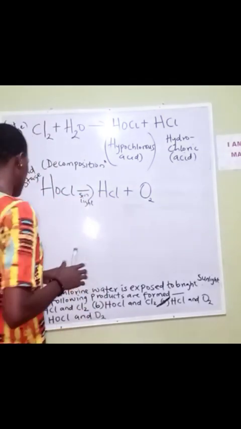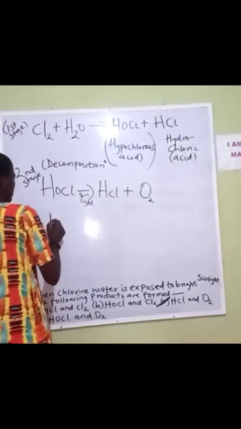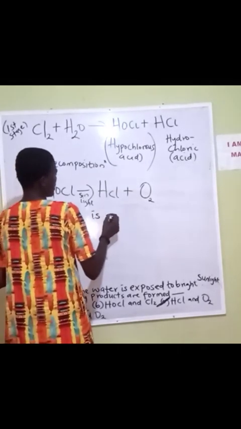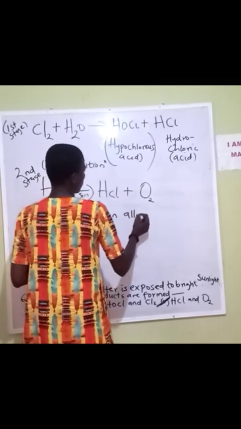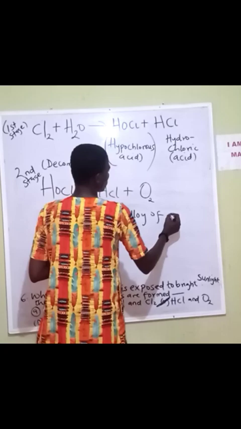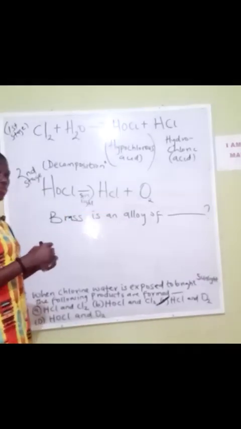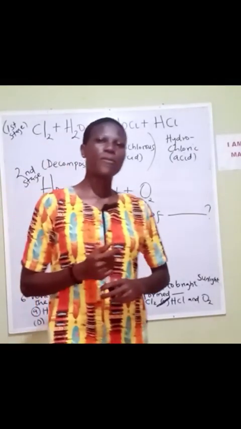So the question is this: brass is an alloy of dash. So brass is an alloy of what? Determine the answer.